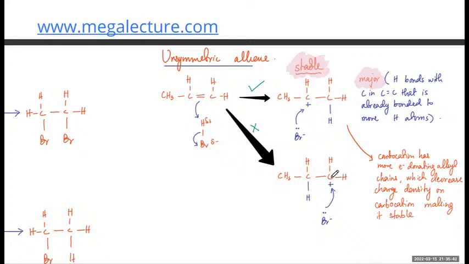This one is unstable because if the hydrogen bonds with the carbon on the left side, then the carbocation would be formed on the other carbon atom. And if it's formed on the other carbon atom, the positive charge would be very large, and that would make it unstable. So it's harder to have large positive charges. So ये हमने explanation लिखी हुई है. This is the explanation that you have to write in this case.